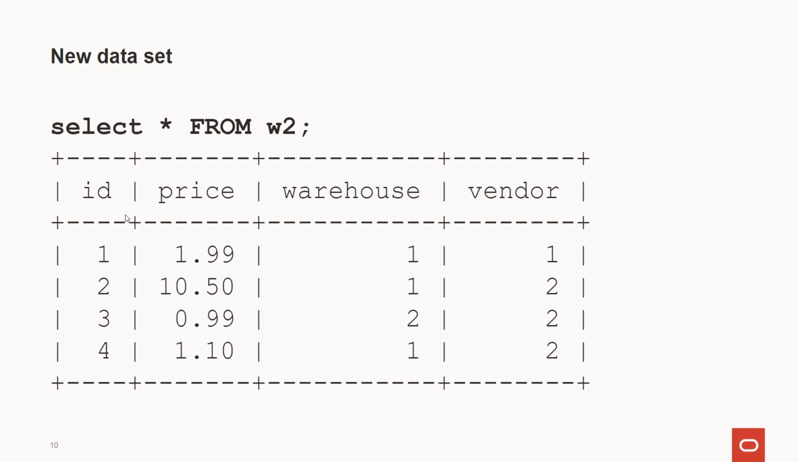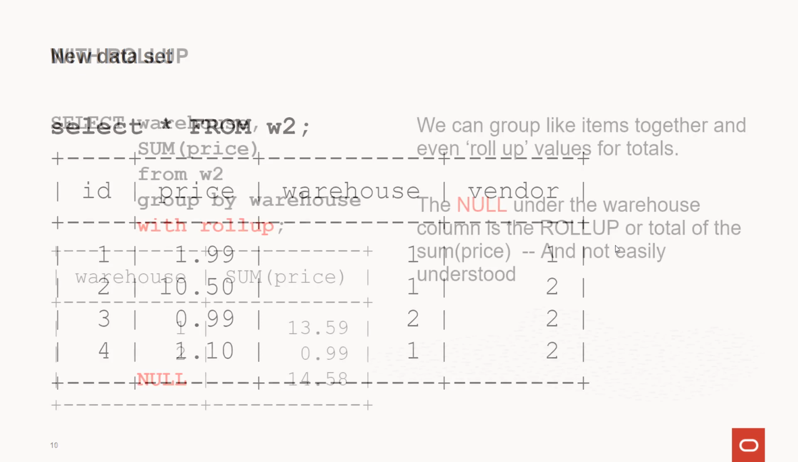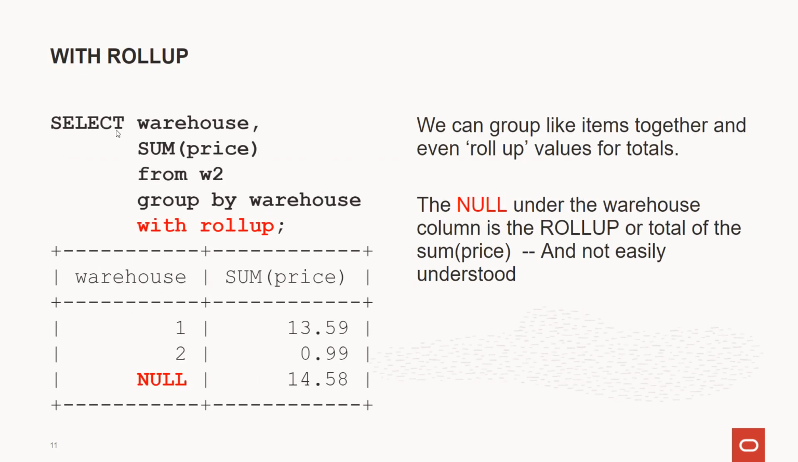Now, let's do a new data set. We're going to have a table where we have ID numbers again. We're going to have prices. And for each ID number, they're either in warehouse 1 or warehouse 2, and they come from vendor 1 or 2. Now, if we select our warehouses and we're summing the price from our table that we created, and we want to figure out what the values are with the warehouse, we can do that.